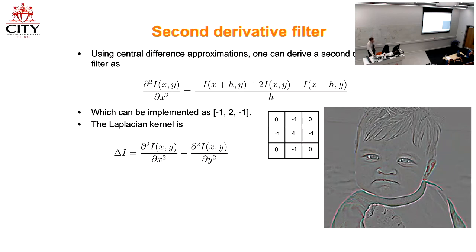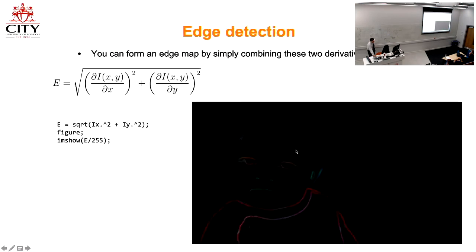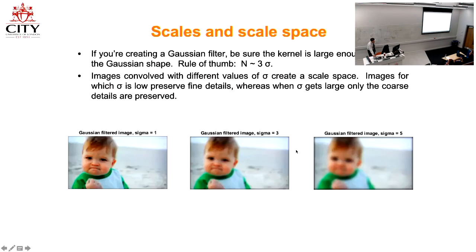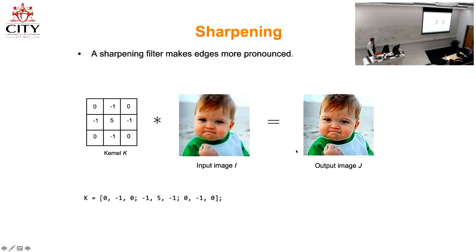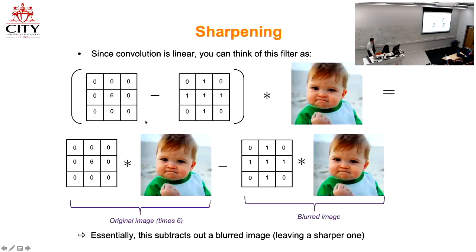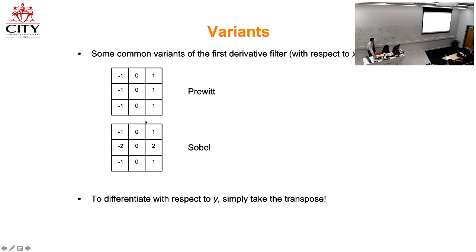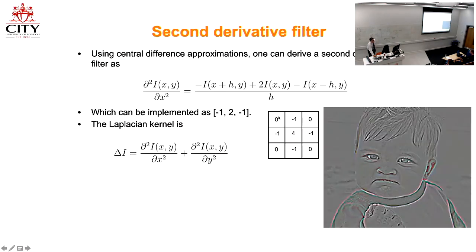Yeah? So look at this: minus 1, minus 1, 4, minus 1, minus 1. And in sharpening, we had a 5 here. So the difference between sharpening and edge detection is that 1 in the middle of the kernel. So I'm eliminating the neighboring values and adding the pixel in the middle. This is called a second derivative filter, which is called Laplacian as well.